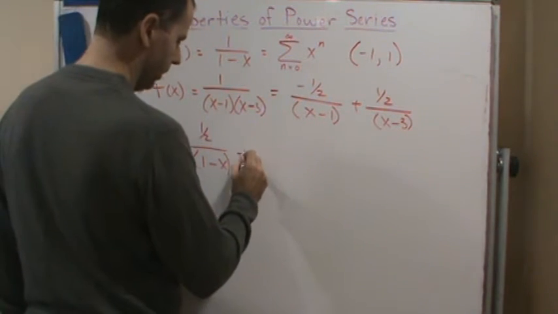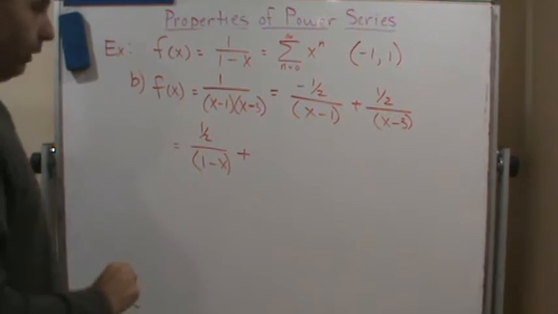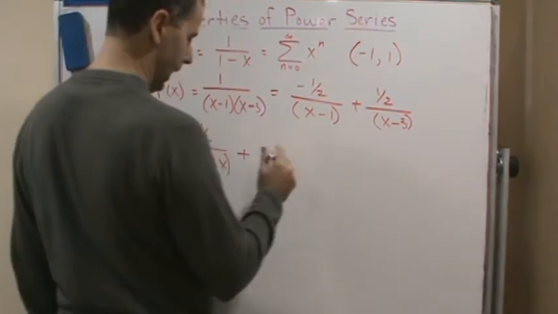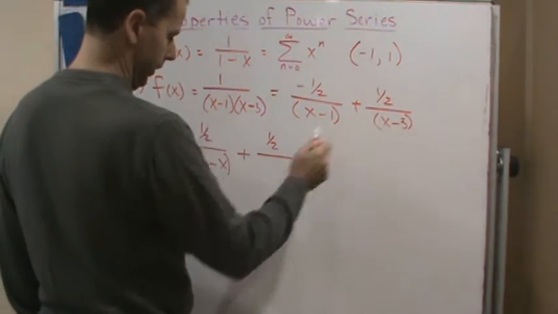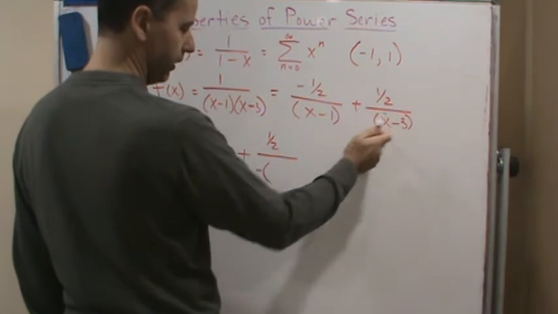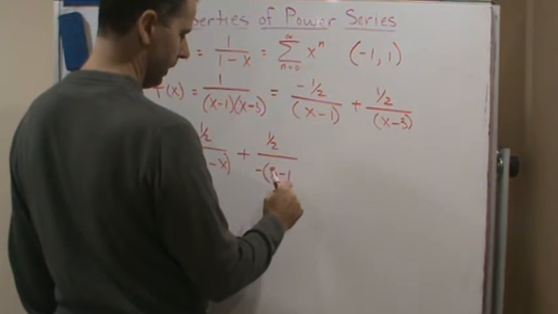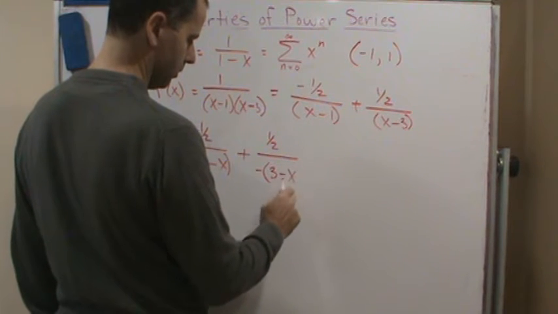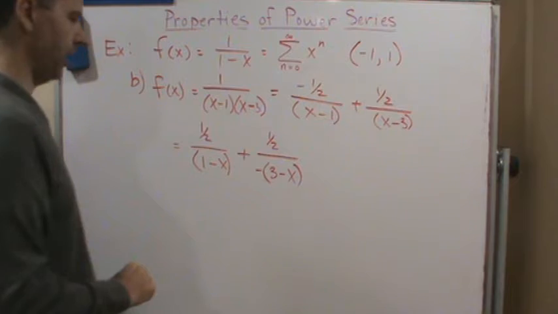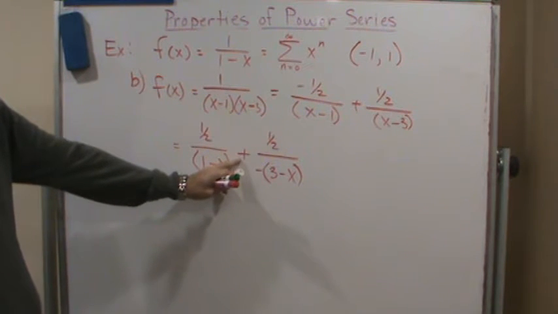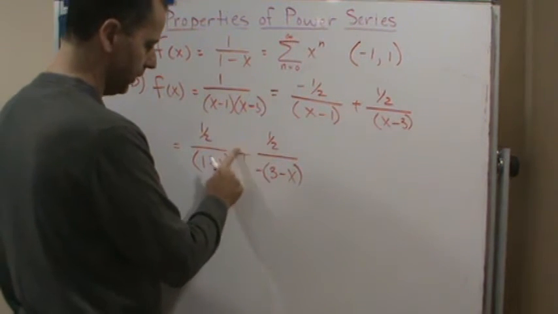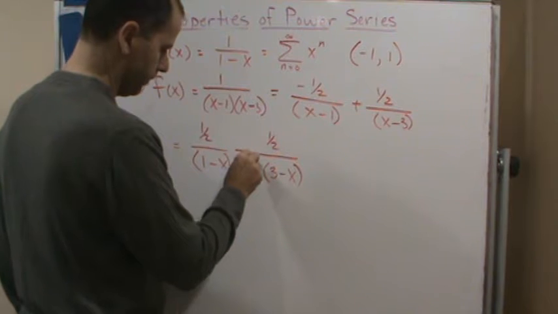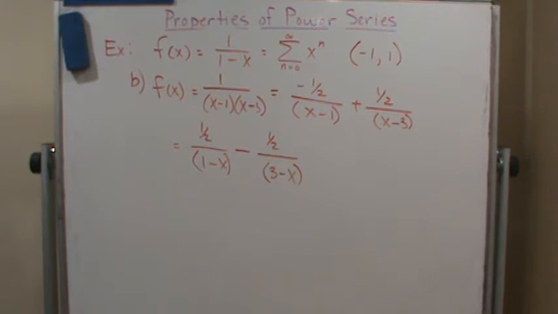Okay, now what happens over here? Well, I need to do the same thing over here. I need to pull out a negative 1. So I'm going to make this negative of what? 3 minus x. And then of course, this negative here, I could change this from an addition to a subtraction. So now I have that. Now, let's continue on.